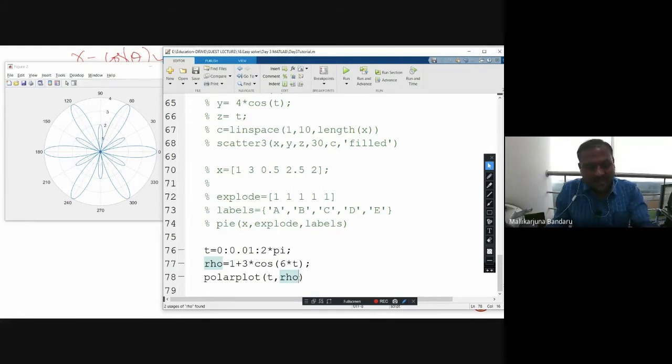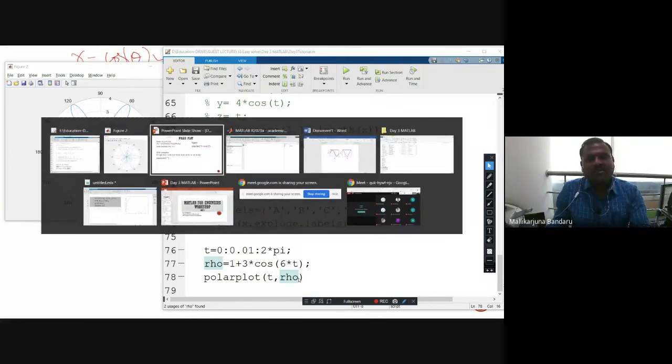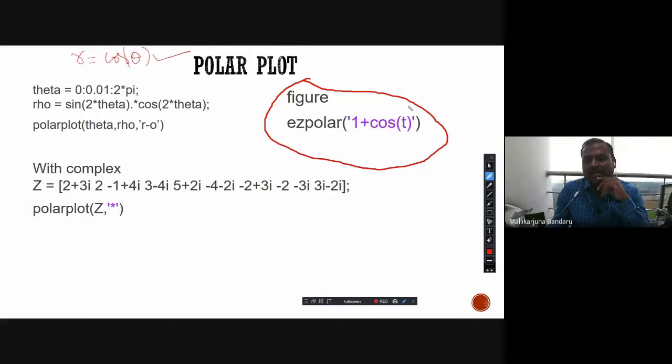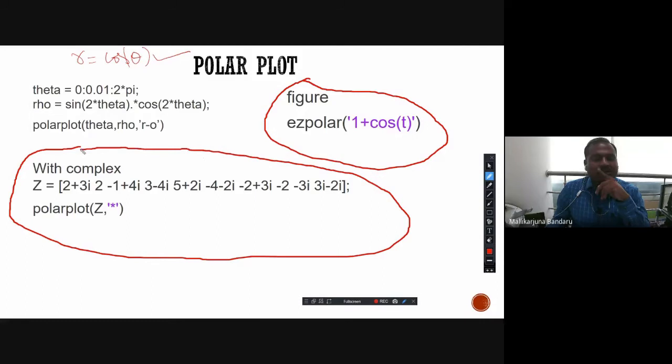But there is another syntax to draw the polar plots, which is ezpolar. This is nothing but a function plot. Like we are not giving any t value for this. See here, this is that syntax. We are not giving any value for t, but it is showing. And this is for complex numbers. For the complex number, how do you draw the polar plot? I mean, these are just like points, right? 2 plus 3i. 2 is the real number, minus 1 plus 4i, 3 minus 4i. These are just points. How do you represent a point using a polar plot?